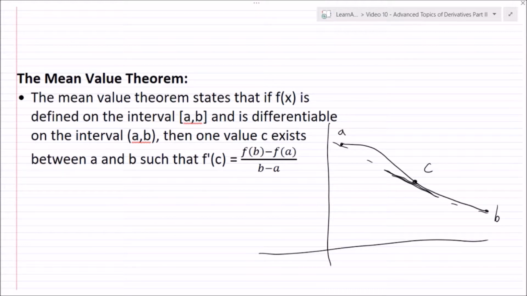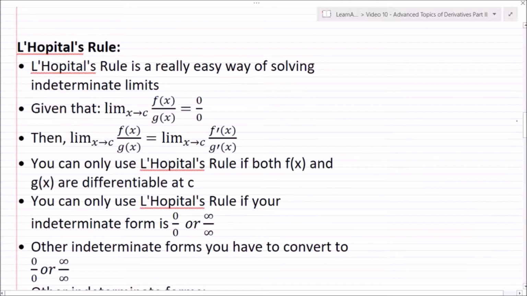It's important to note that this only exists if the function is differentiable and defined on my interval. So the AP test might try to catch you on that, but just remember, mean value theorem, differentiable and defined.